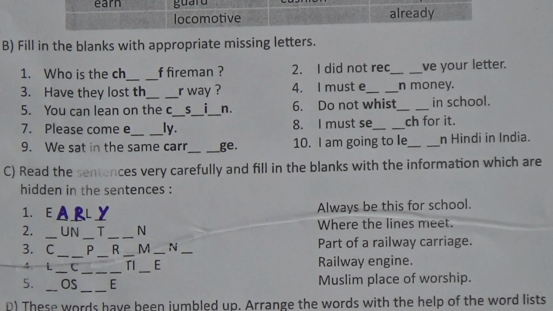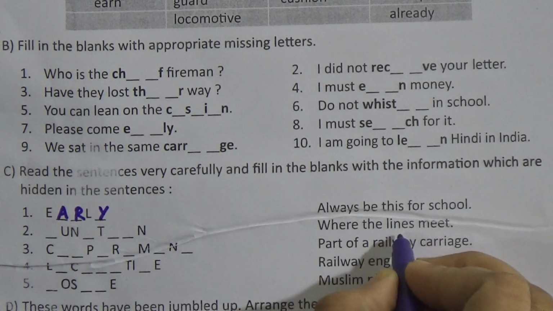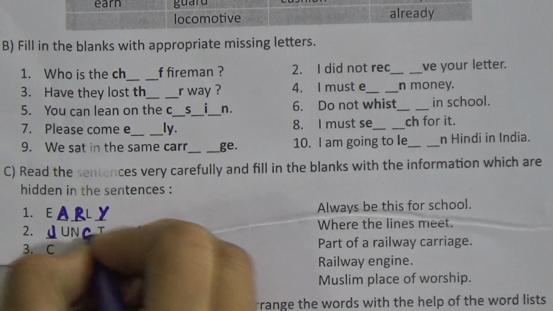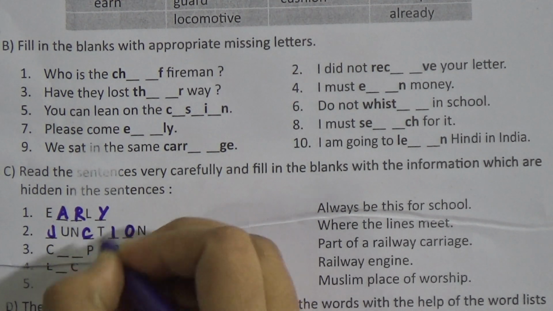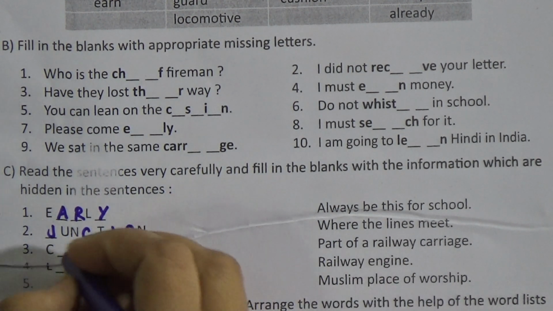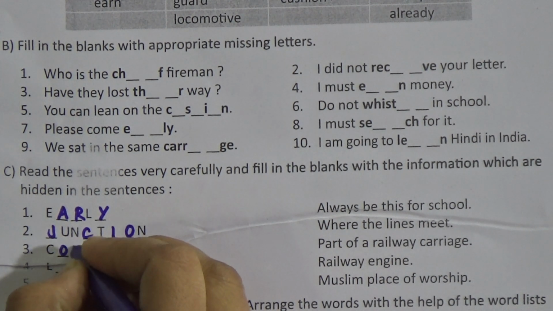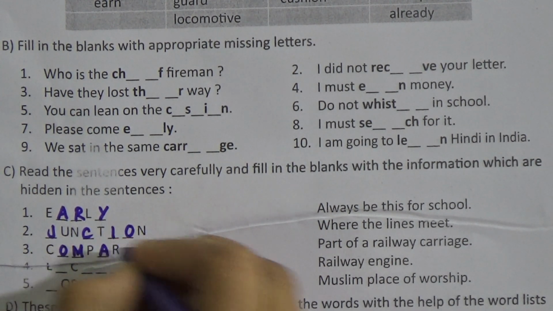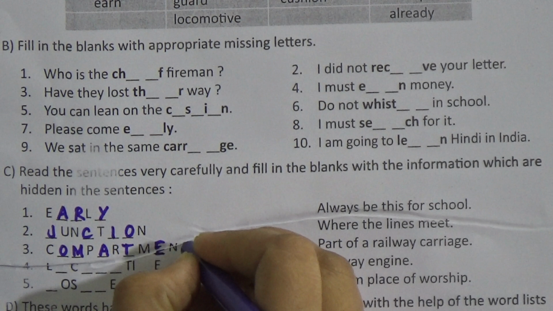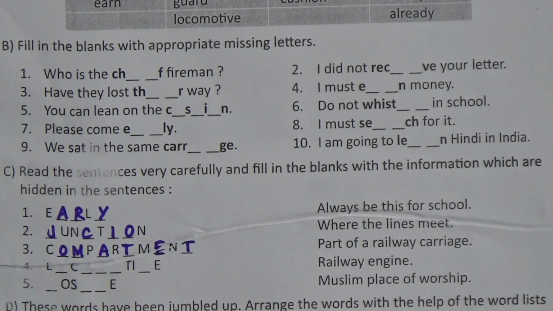Early. Next, number 2, where the lines meet, it is called junction. J-U-N-C, T-I-O-N, shun, junction. Number 3, part of a railway carriage. What is that? Compartment. That will be compartment. Part, P-A-R-T, M-E-N-T, ment, compartment. Okay, now come number 4, railway engine. What is it called? It is called locomotive.